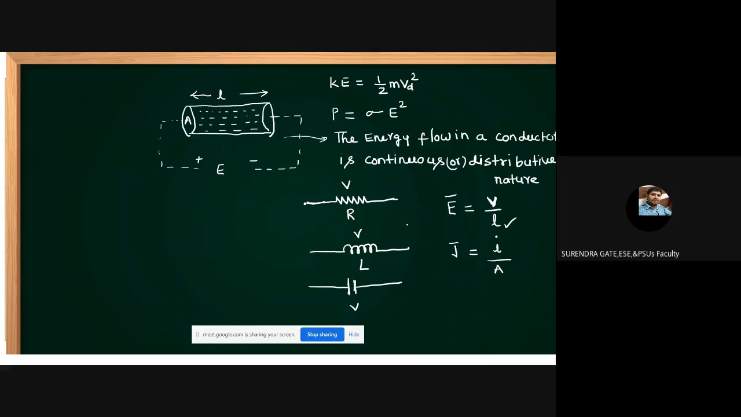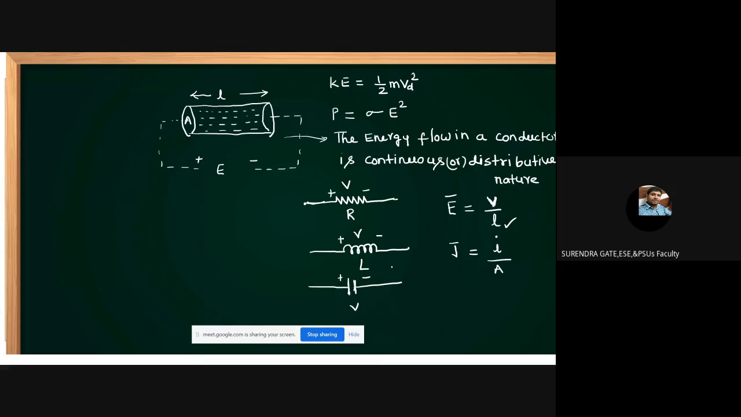That's why the polarity of voltage across these elements is the same as the electric field polarity. When I take the electric field polarity as plus minus, then the polarity of voltage across all these elements is also plus minus. The voltage drop across these elements is decided by the supply polarity.